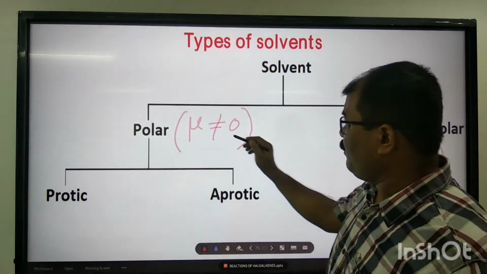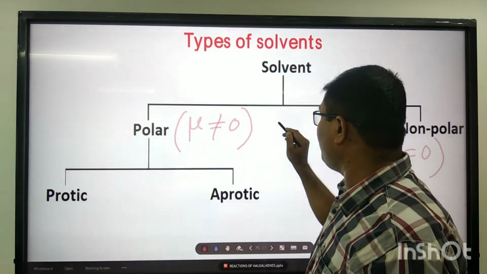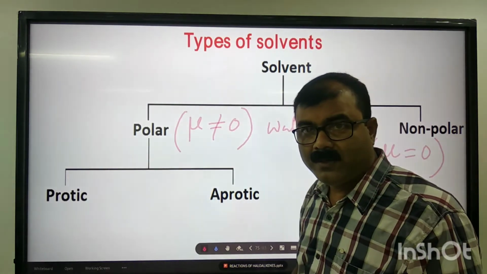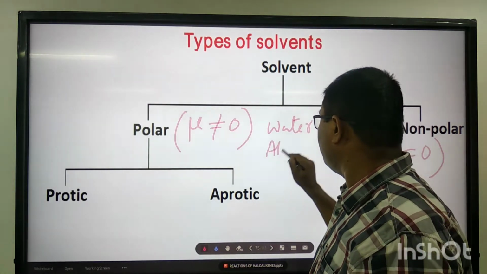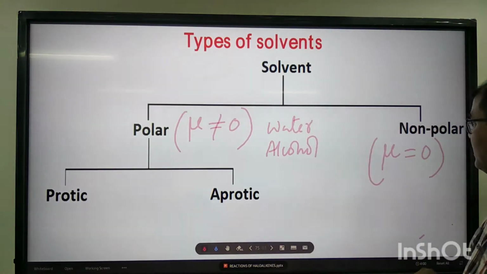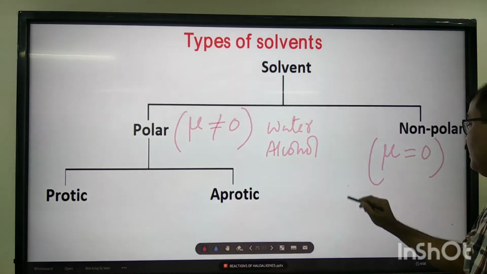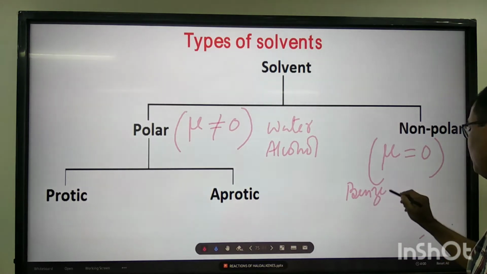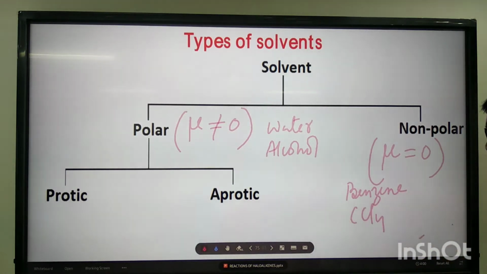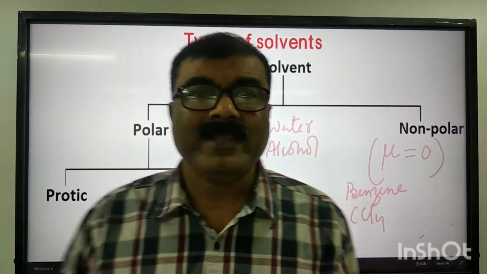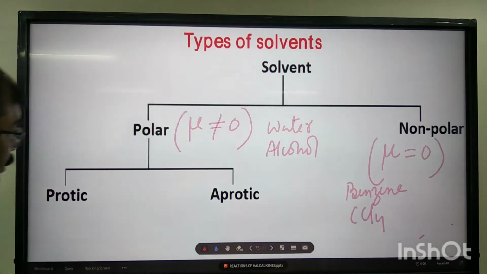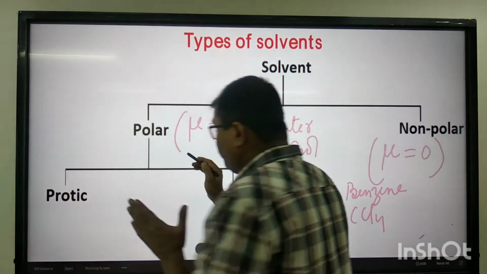Let me give examples of polar solvent. Frequently we will discuss water. Water is a polar solvent. Alcohol is a polar solvent. Non-polar solvents are what? Benzene, carbon tetrachloride. Many organic solvents are generally non-polar solvents. Now, our focus point is the polar solvent.